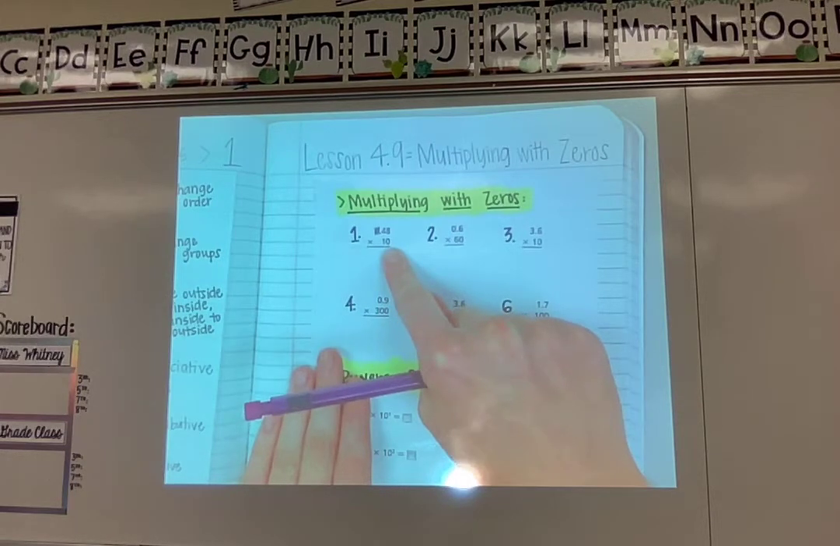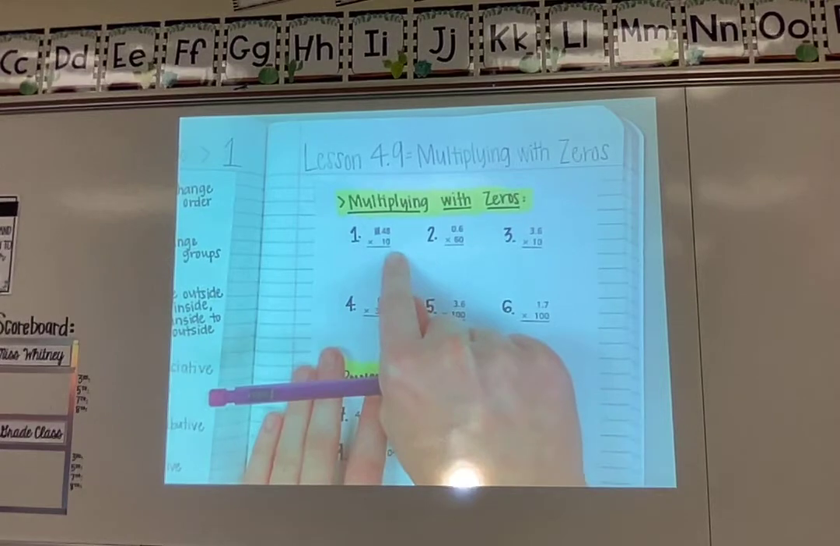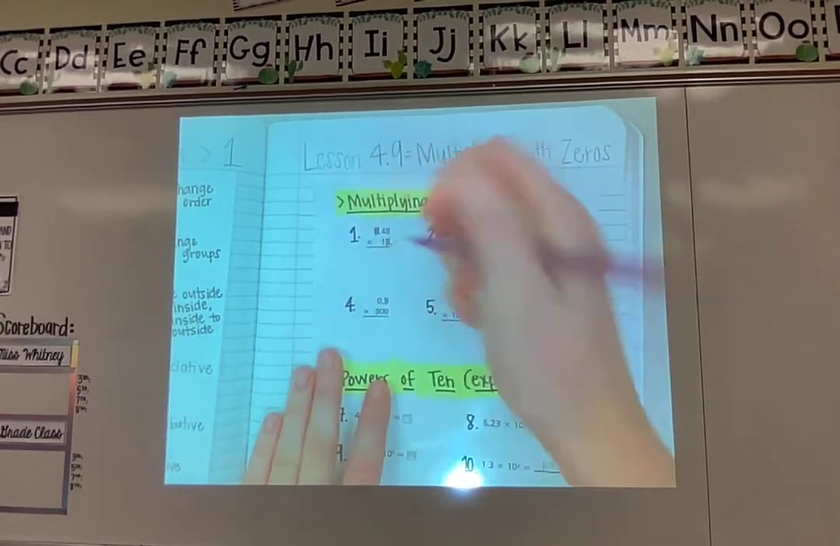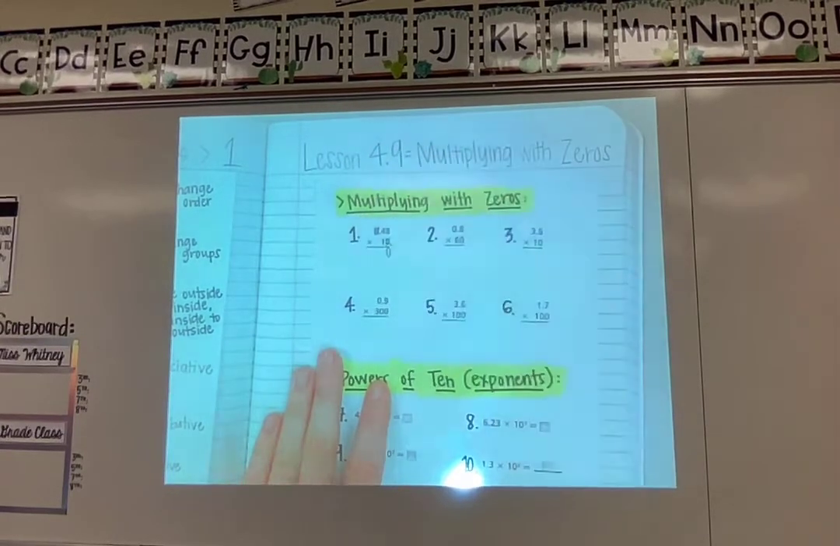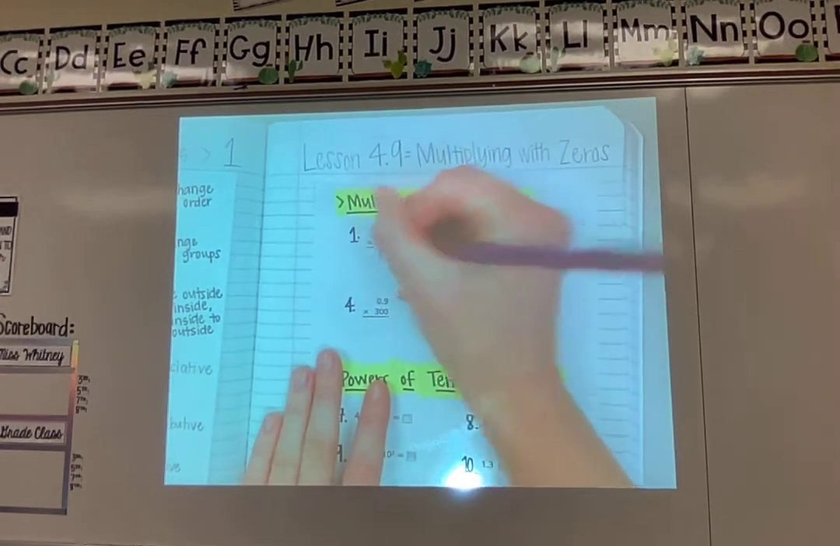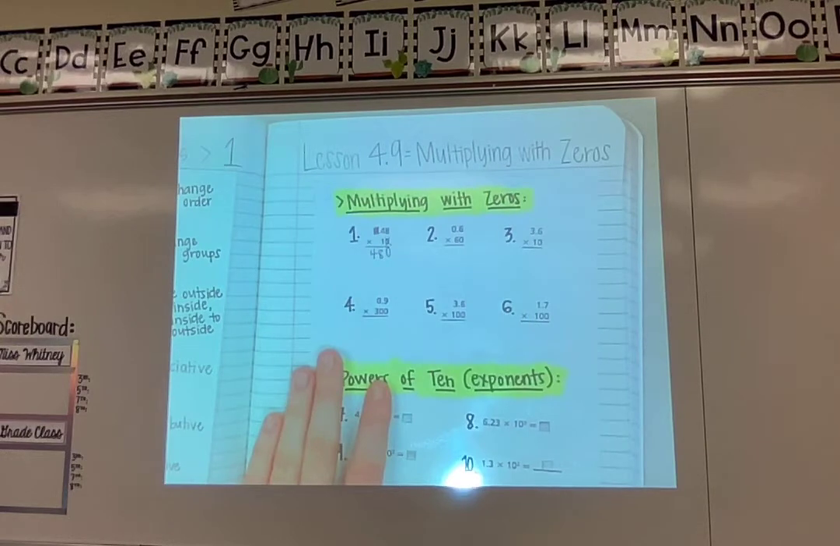So if I have a 0 at the back, instead of multiplying with it, because I'm just going to get 0 anyway, I can X it out. And if I make an X, I have to make an O. Now, I'm just going to multiply with the 1 like I normally would. So 1 times 8 is 8. 1 times 4 is 4. And all I have to do is figure out where my decimal would go.